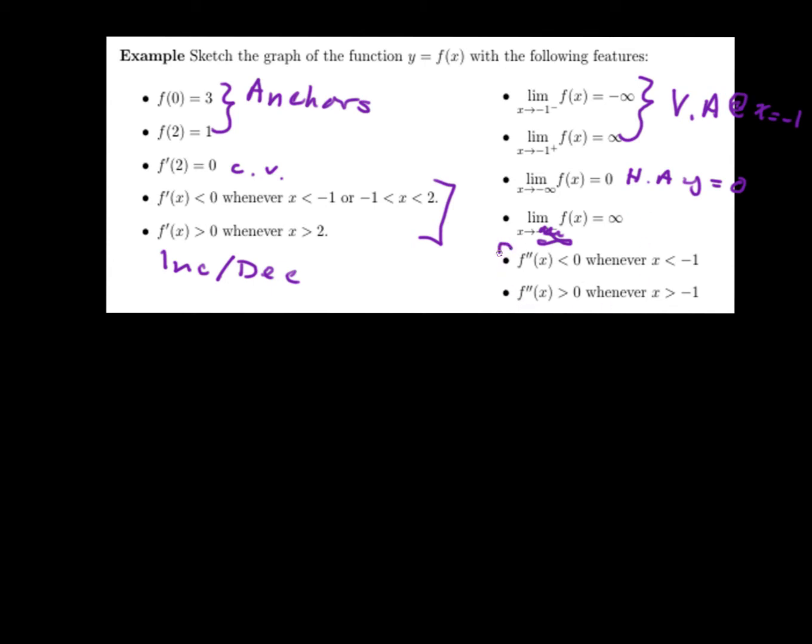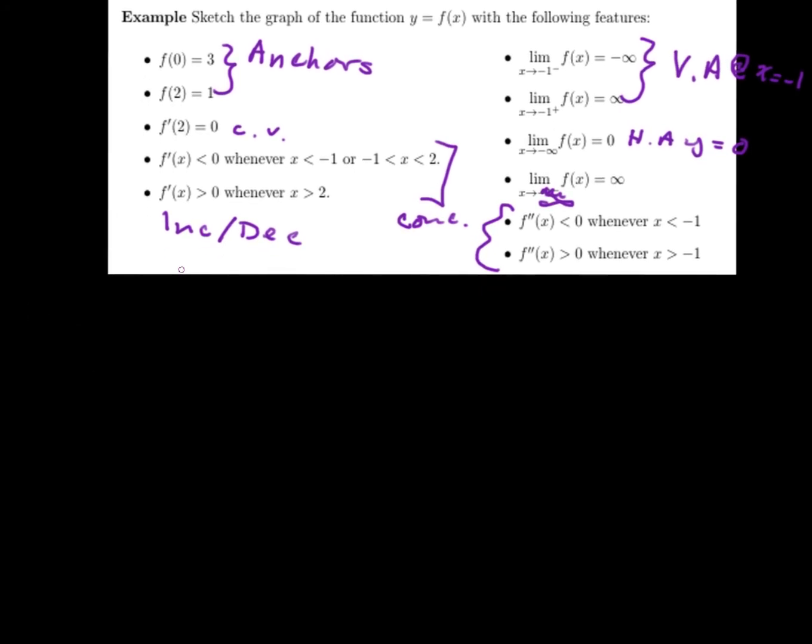And then the last little bit here, the second derivative is negative whenever x is less than -1, and positive whenever x is bigger than -1. So this is about concavity. So what do I have? 11 pieces of information, and that is enough for me to really get a detailed graph. So I'm going to go ahead and just try to plot a graph.